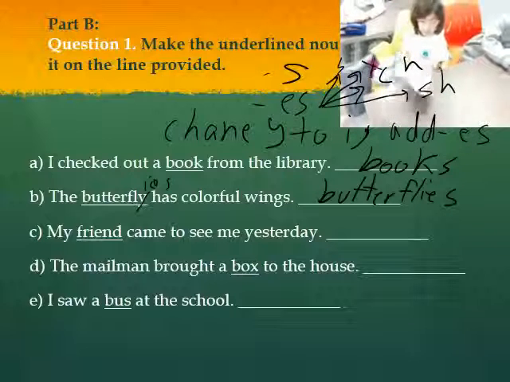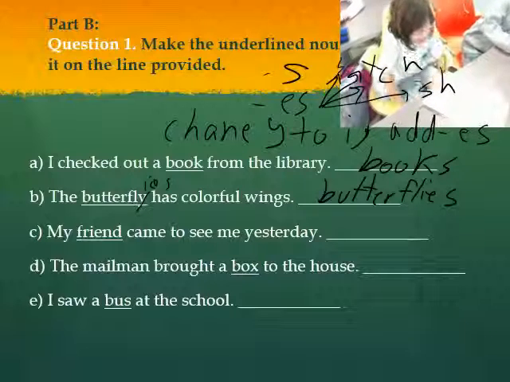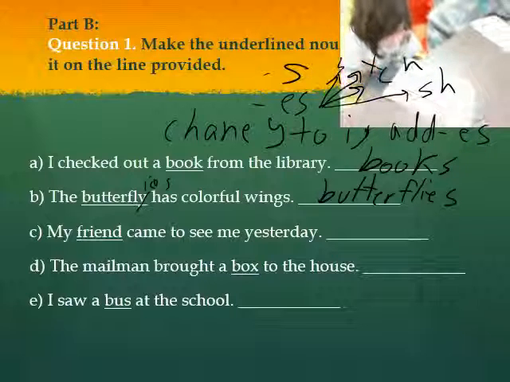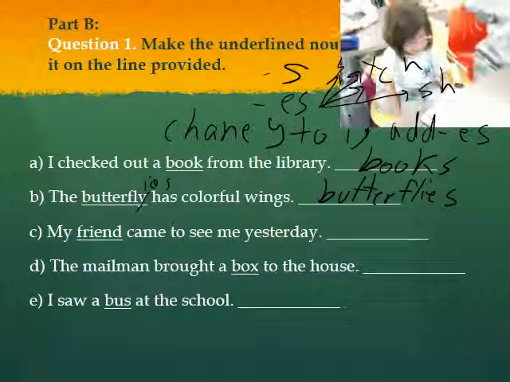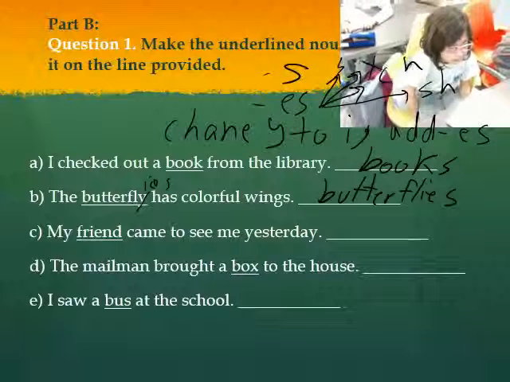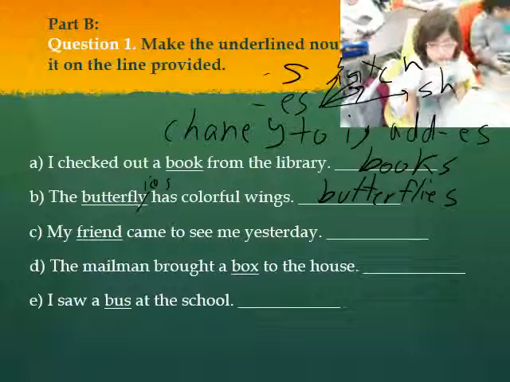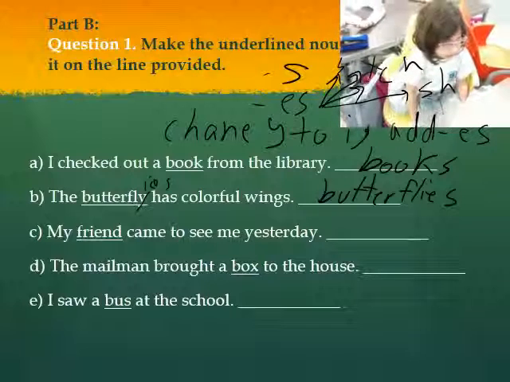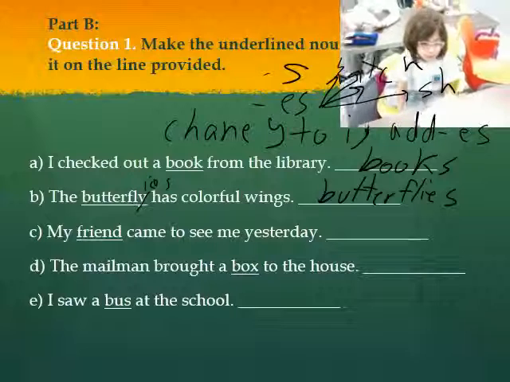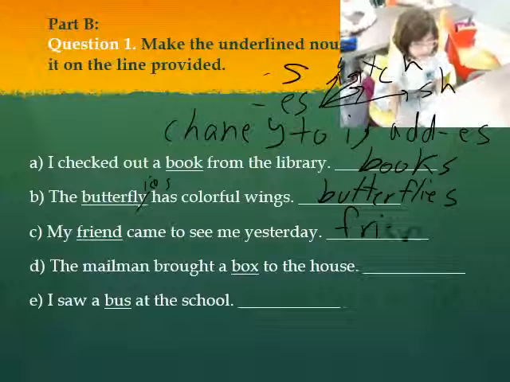Okay. Leah, read C. My friend came to see me yesterday. Okay, let's change friend to its plural form. Continue, Leah. How do we change friend to its plural form? What do we add to friend? We add S. Very good.